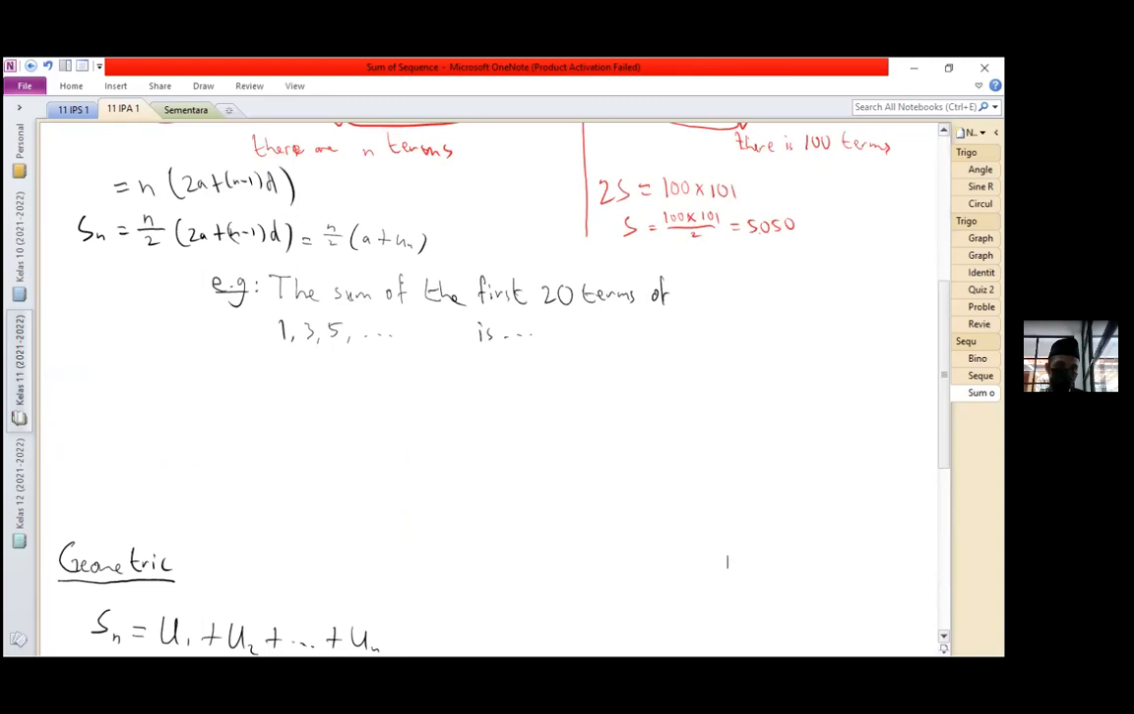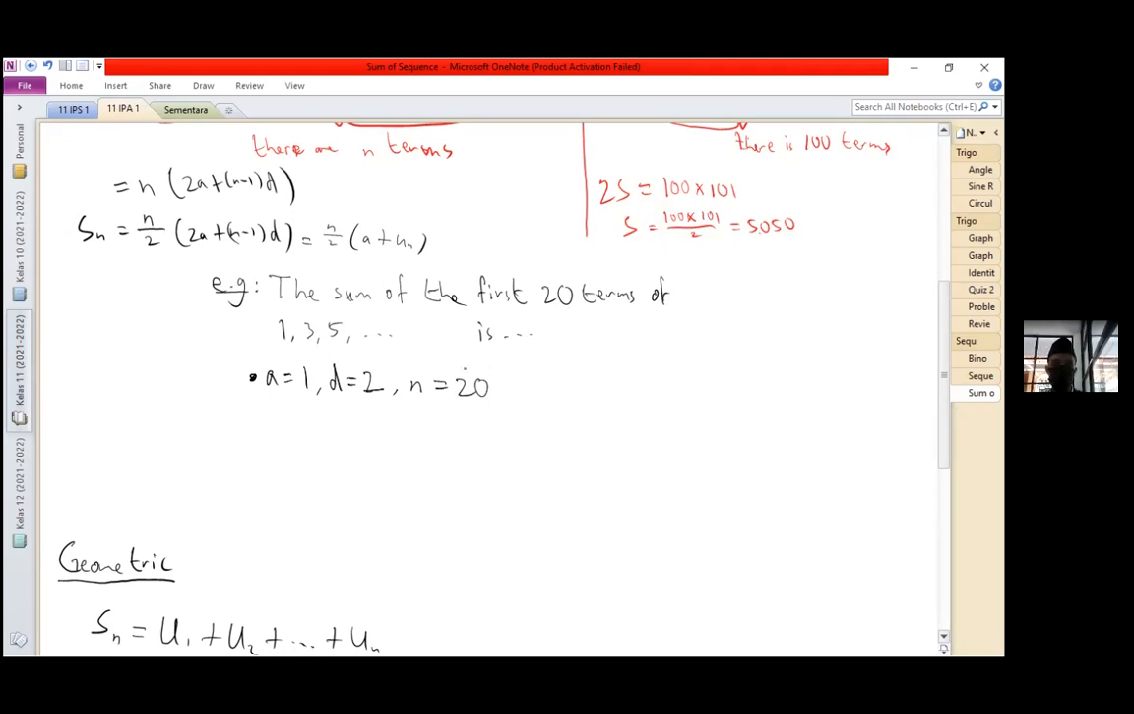Sum of the first 20 terms. In this case, A is the first term, so A equals 1. And then we have D, the difference. The difference is 3 minus 1 or 5 minus 3, which is 2. And then we have the number of terms, n. n equals 20.